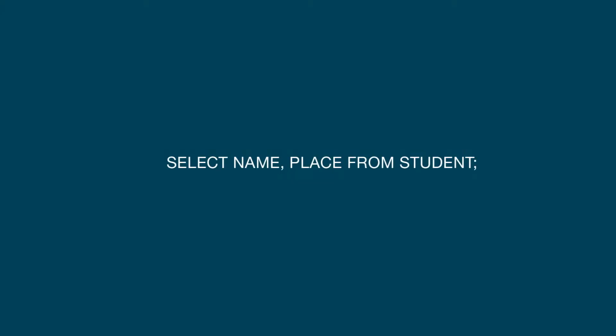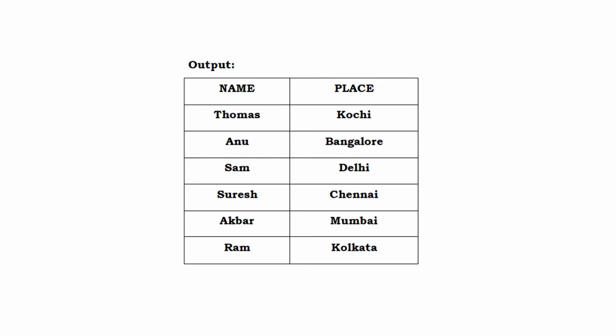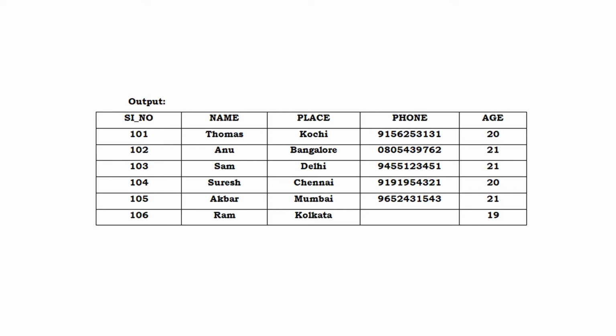You can also retrieve data from more than one column. For example, to select name and place of all the students, the query will look like: select name, place from student. Output will be a table with two column headings, name and place, and the values retrieved from the above specified table. To fetch all the fields from the table student, we can use select * from student. The output will be a table with all the column headings serial number, name, place, phone and age with all the values specified in the table.